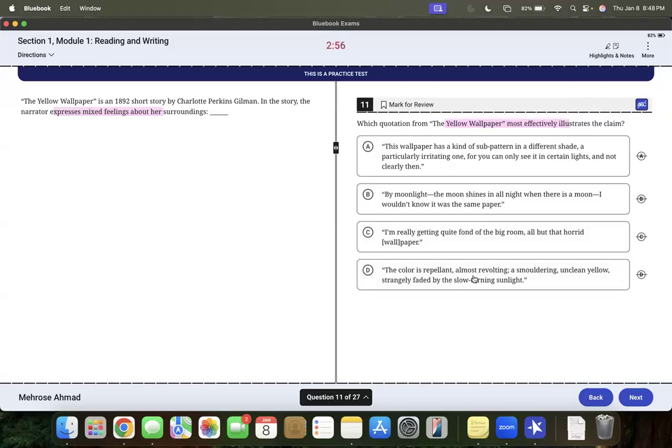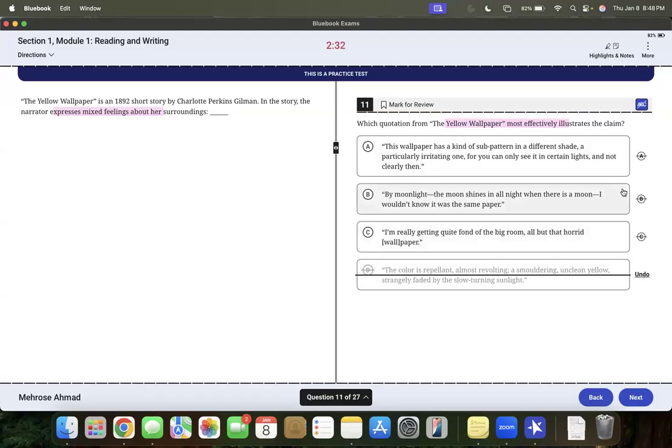D, color is repellent and revolting. Smoldering, unclean yellow. Strangely faded. This sounds negative overall. Repellent, revolting, unclean, all negative words. I'm getting quite fond of the big room, all but that hard wallpaper. Okay, this is kind of mixed feelings. She likes the room, but she doesn't like the wallpaper.